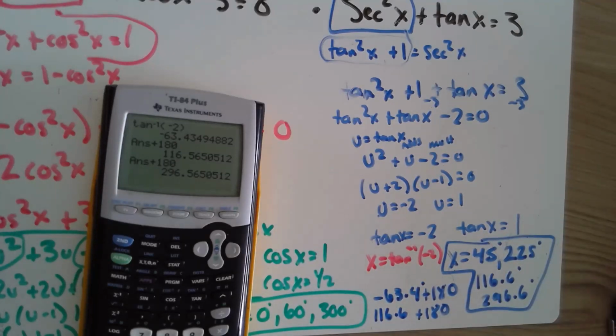So this one actually has 4 answers as well. The tangent x equals -2 we had to do in our calculator, and because the period for tangent is 180, we added 180 degrees to find the ones that are within our required interval 0 to 360.